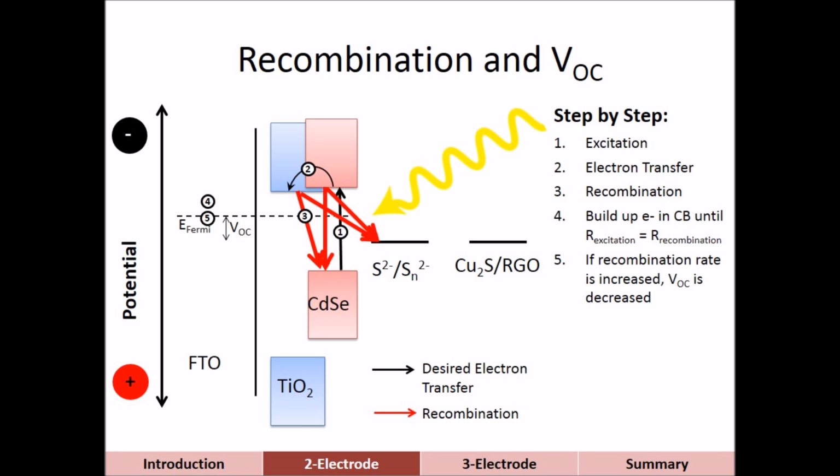If we were to imagine the same system with a larger recombination rate, this steady state concentration of electrons in the conduction bands would decrease, and this would cause a corresponding decrease in Fermi level and thus VOC. So with higher recombination rates, we have lower VOC.